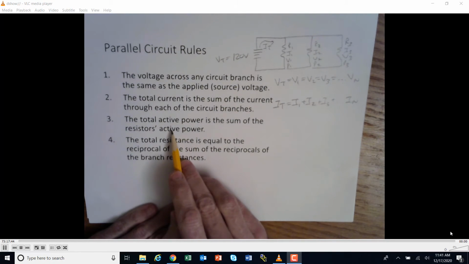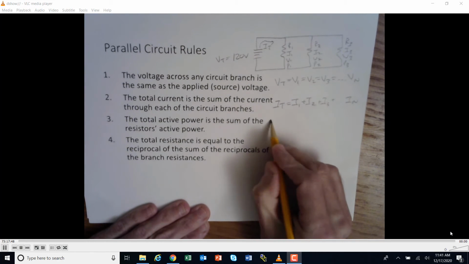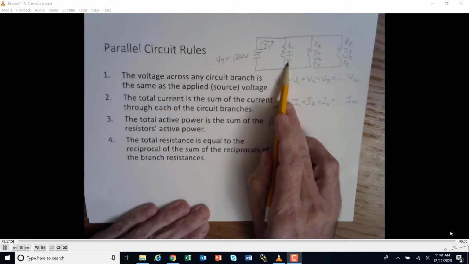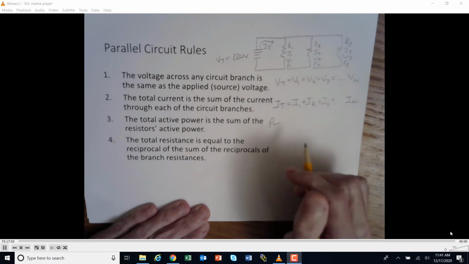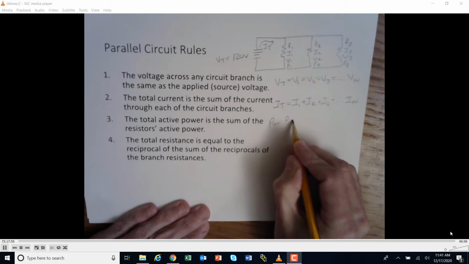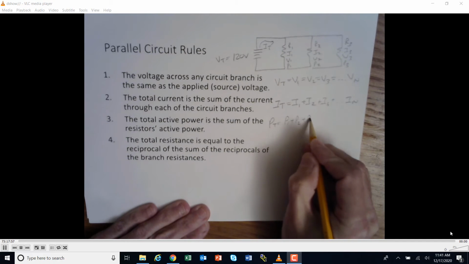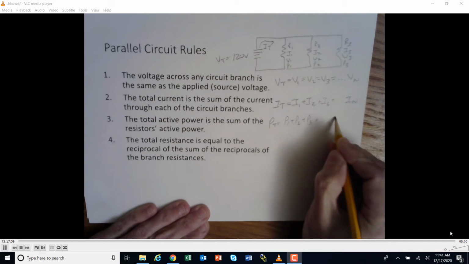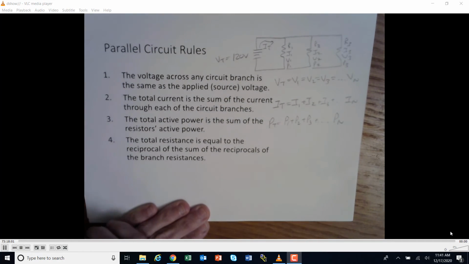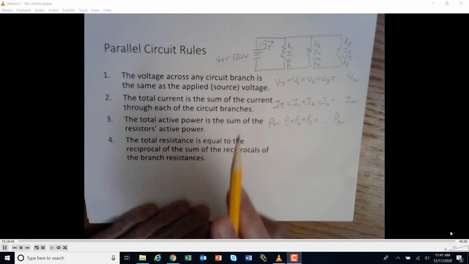The total active power is the sum of the resistors' active power. So once again, power total. This is going to dissipate heat, this will dissipate heat, and this will dissipate heat. It's going to be P1 plus P2 plus P3 plus all the way up to the number of loads that you have. So this power plus this power plus this power.